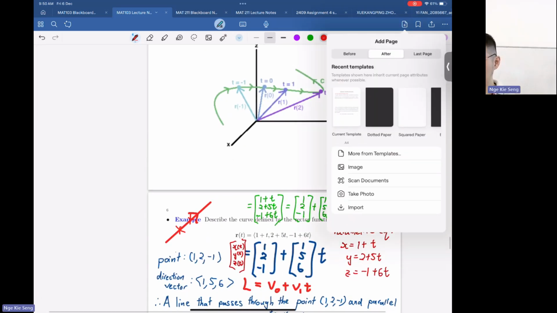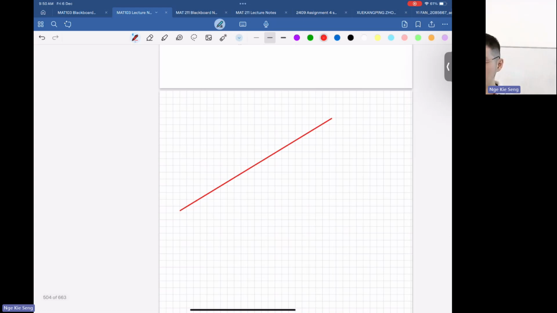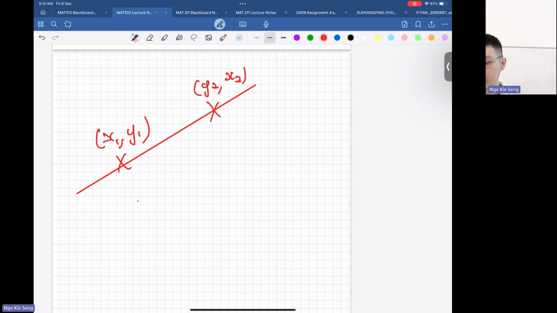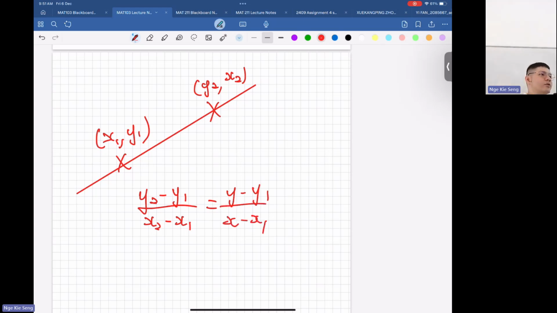Let me use another bigger board. So if you want to get a line, what do you do? In high school, you get 2 points, and then what do you compute? Yes, good. So basically, y2 minus y1 over x2 minus x1 equals y minus y1 over x minus x1. Ever wonder where this formula comes from? If you rearrange this formula here, what do you get?